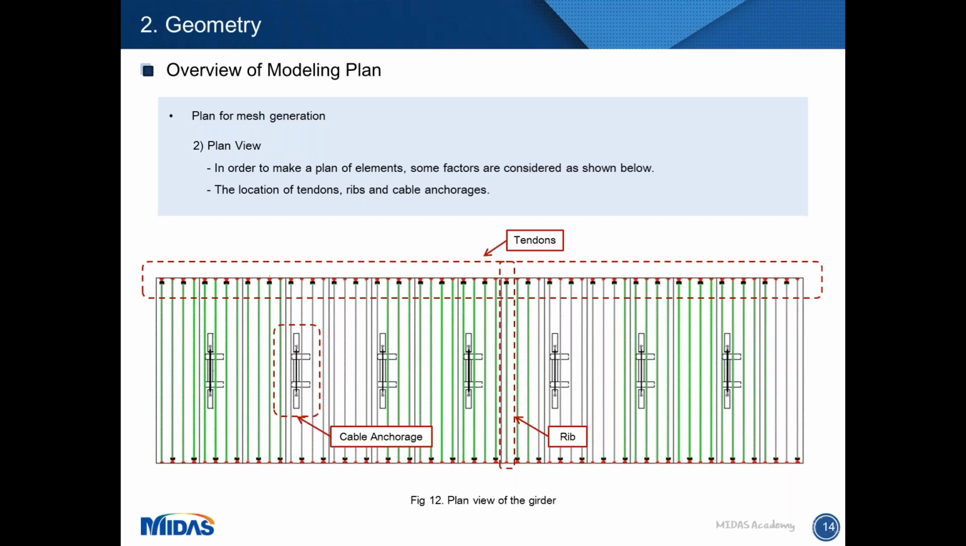This is the plan view of the Girder. There are tendons, cable anchorages, and ribs in the Girder. They should be considered for modeling. Therefore, I planned their positions so they are able to be divided.